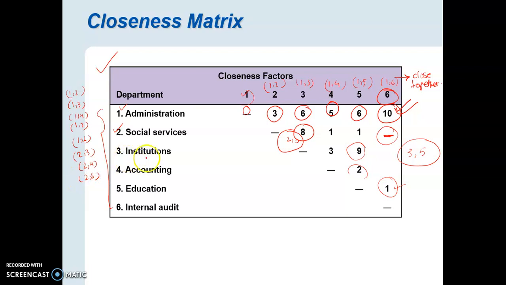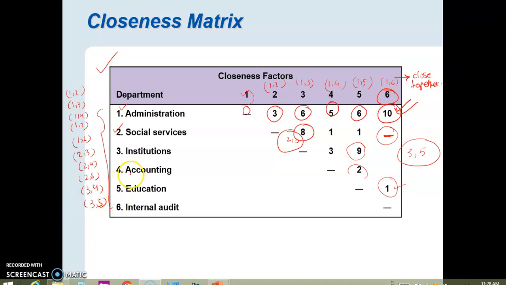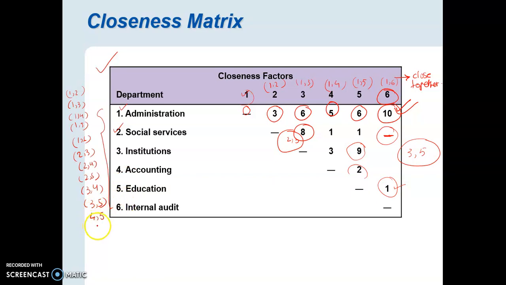Then we have 3. In 3 we have 2 pairs again, 3 4, 3 5. And if you look at the 4, so 4 is the closest factor with the 5 only, 4 comma 5, and 5 has the closest factor with only 6, and 6 has no closest factor. So these are the pairs that we have.